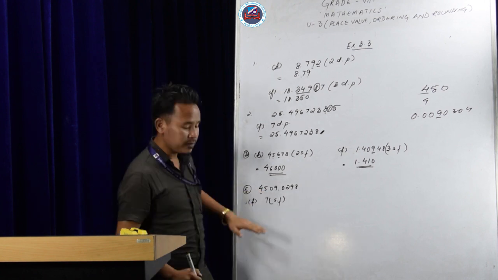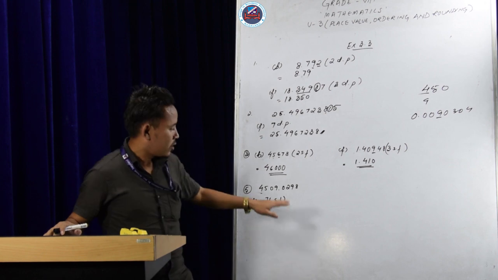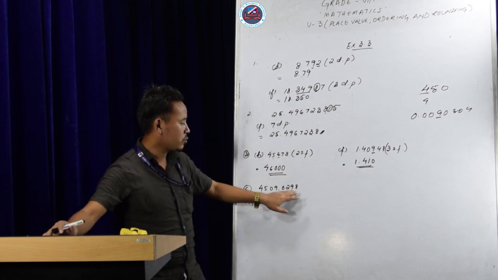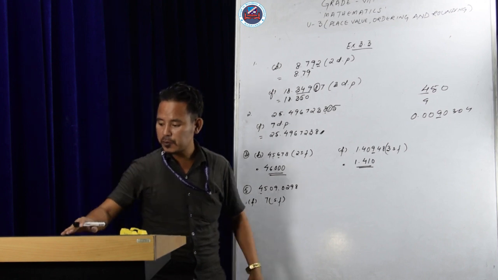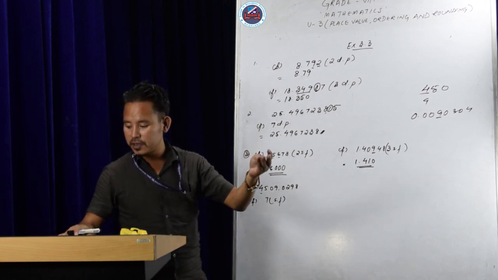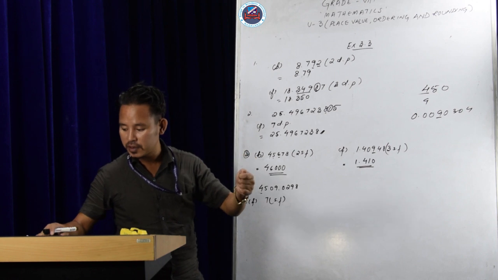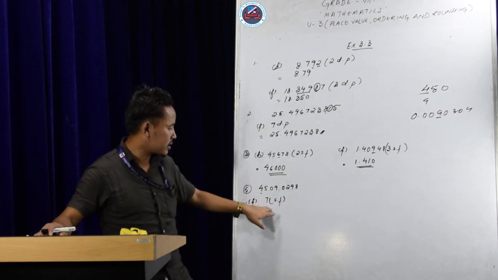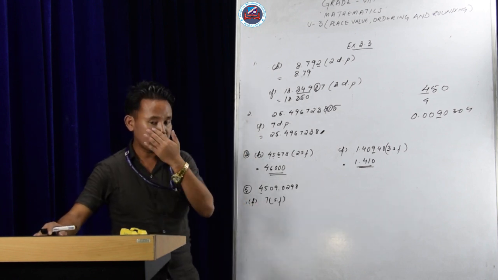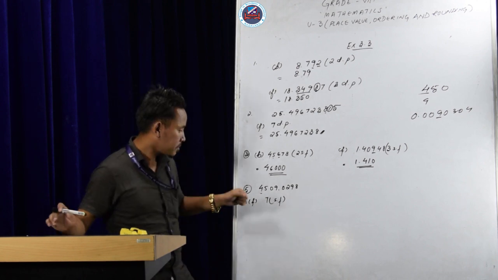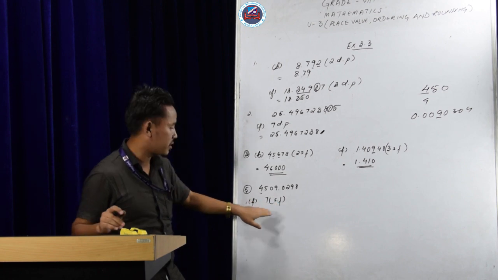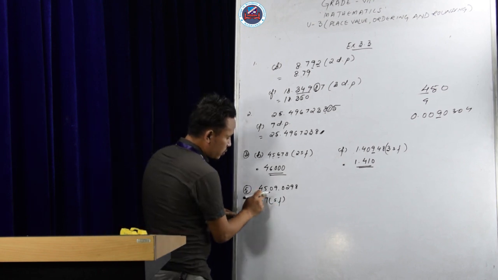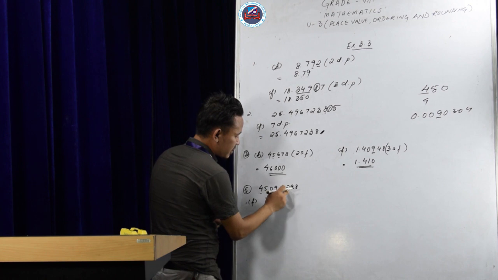Now for question number 5, it says round the number 4509.0298 to the stated number of significant figures. There we have 3 significant figures, 1 significant figure, 5 significant figures. So here I have selected 7 significant figures, since I have done the rest in the PPTs as well. So now here we are asked to find up to 7 significant figures. So let's count. 1, 2, 3, 4, 5, 6, 7.